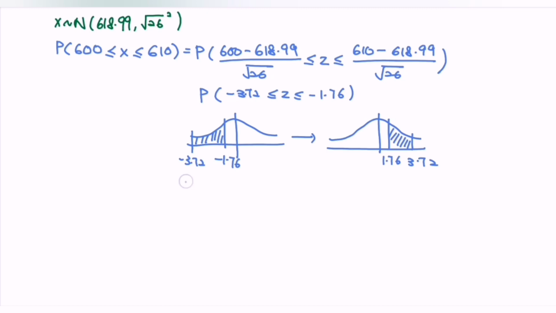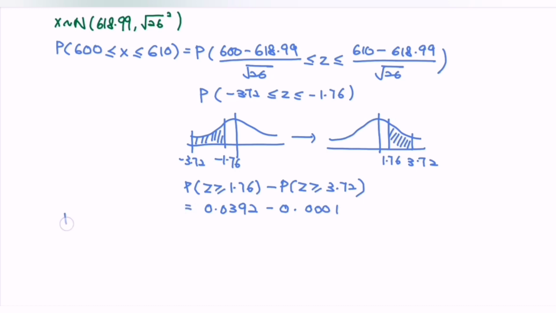We write the formula: the probability that Z is greater than or equal to 1.76 minus the probability that Z is greater than or equal to 3.72. Refer to the statistical table, where we have 0.0392 minus 0.0001. So the probability from 600 to 610 will be 0.0391.